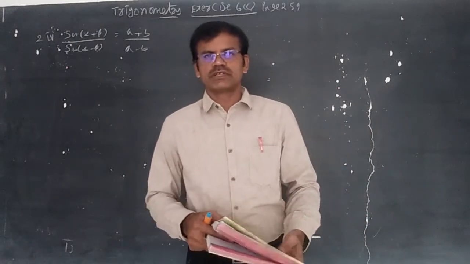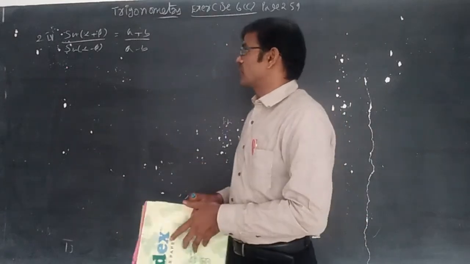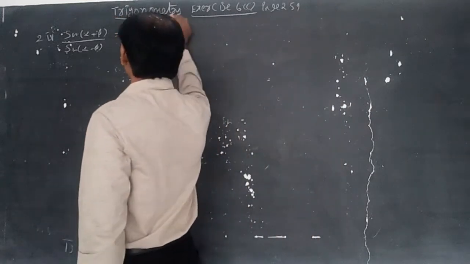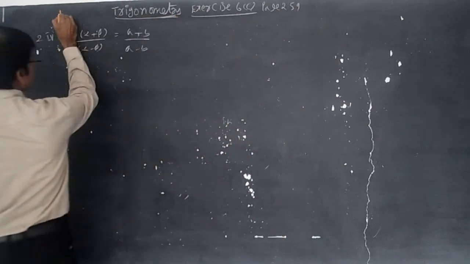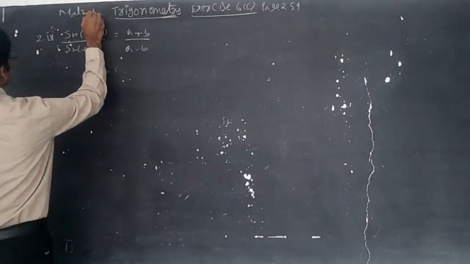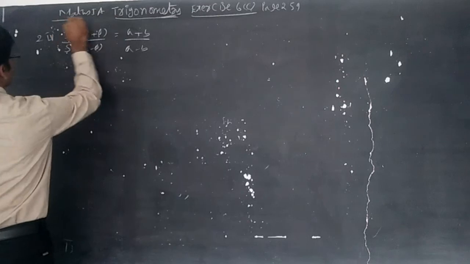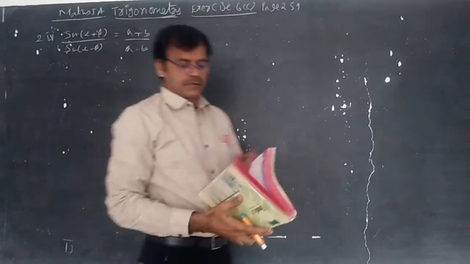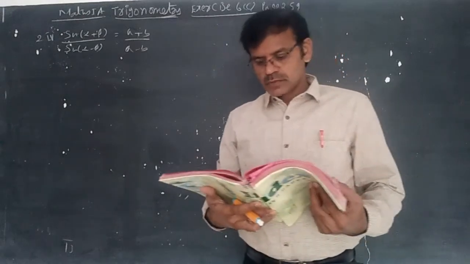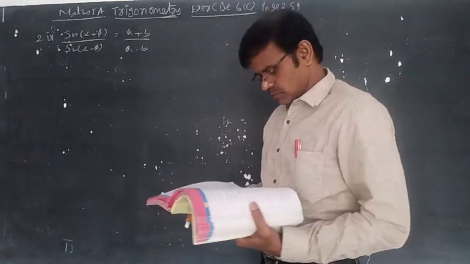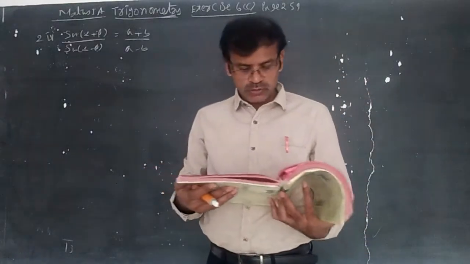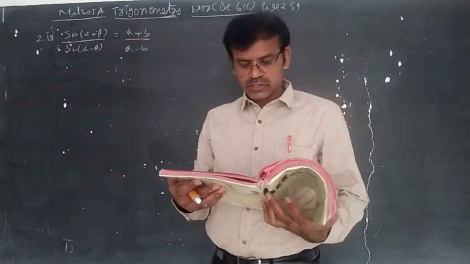Dear junior JEE students, we are handling the topic trigonometry in Mathematics 1A. Exercise 6C chapter is going on, page number 259. Roman number 3. In the previous class I said Roman number 2, not Roman number 3. Roman number 2, general number 2, 3 sums completed.